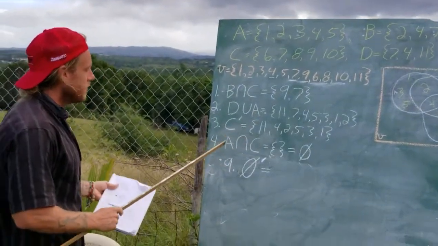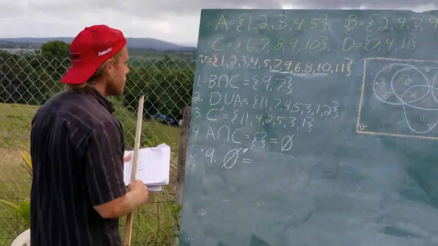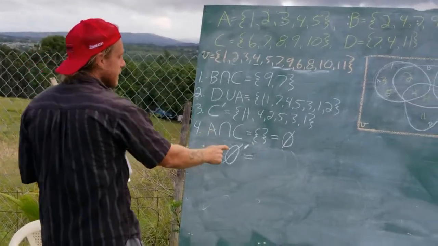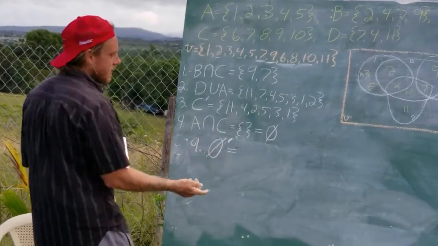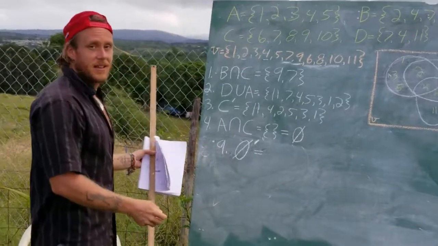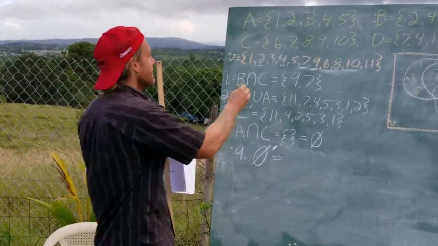So let's do that. Everything in the universal set. Okay, now it's time to cross out the elements that are elements of our set under discussion, in this case, the empty set. There are no elements, are there? So there's nothing to cross out.